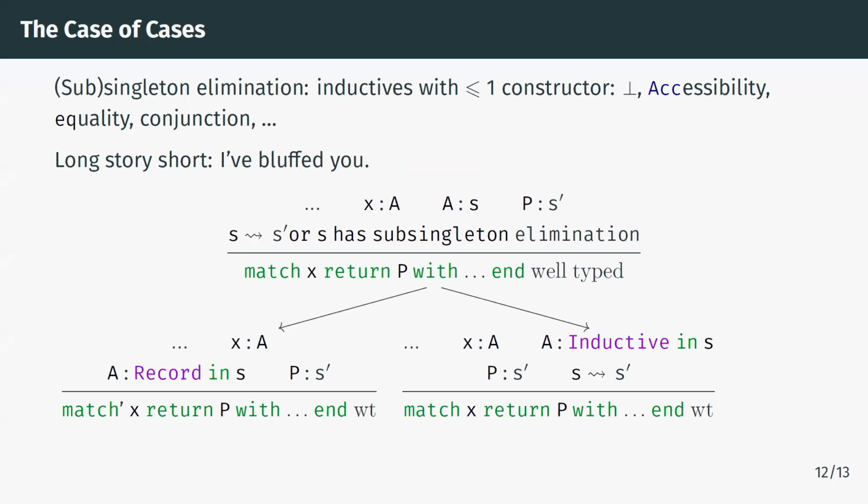And it says, okay, so if X is in A and A is a record, so it's an inductive with one constructor, then we don't have to verify the elimination constraints. Otherwise, if it's a real inductive, let's say, we still have to verify the elimination constraints.